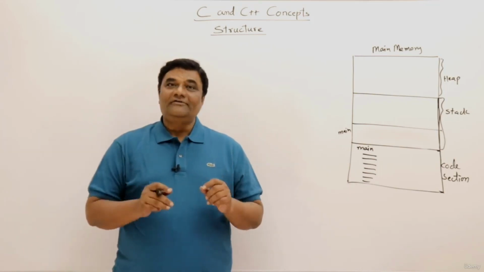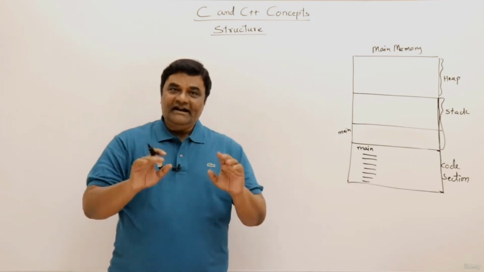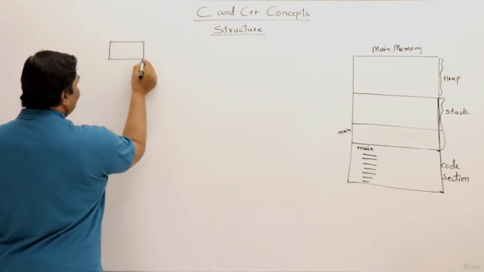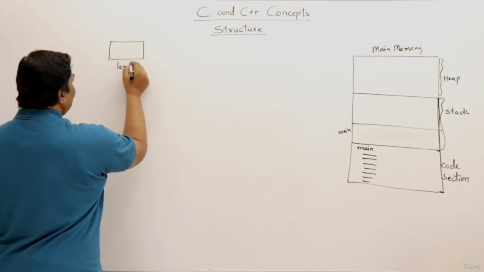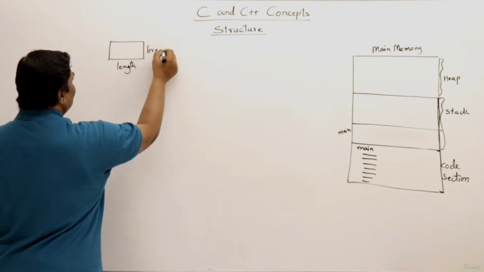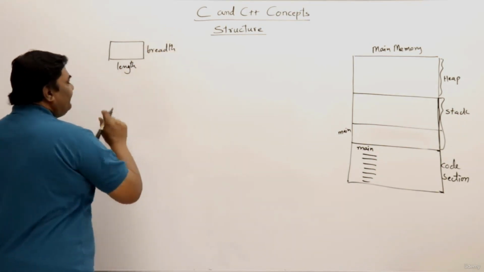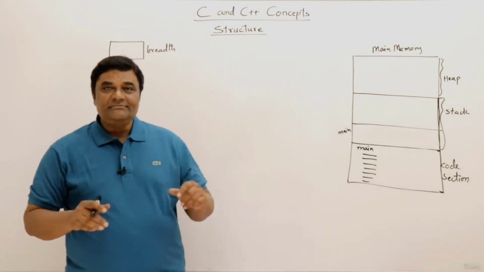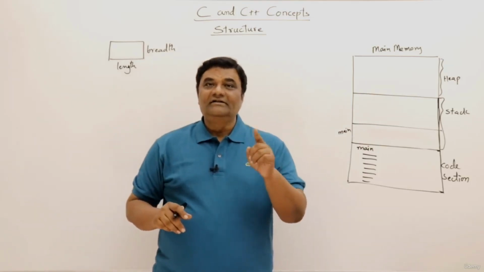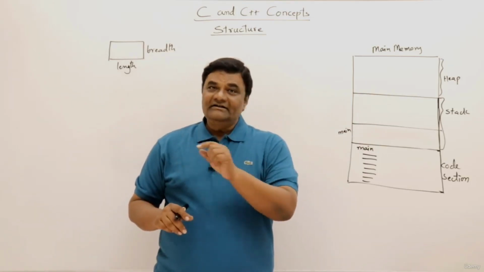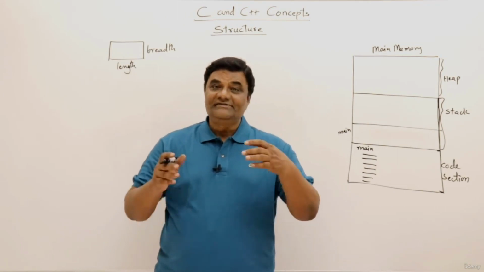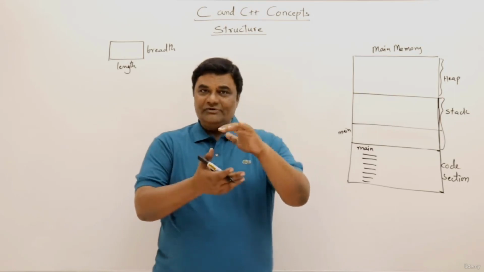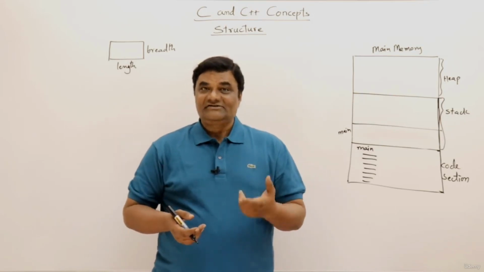Let us take an example of a rectangle. A rectangular figure will have properties like length and breadth. These two things together define a rectangle. So if in your programs you need something like a rectangle, then you can define a structure for it, because a rectangle is not defined by just one value, it is defined by a set of values, that is length and breadth. So we can group them together under one name and define it as a structure.